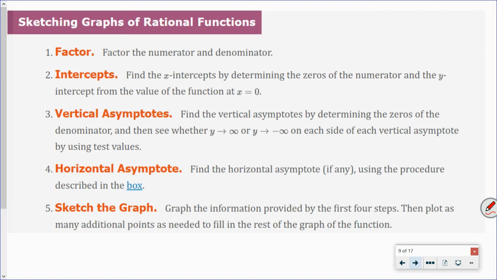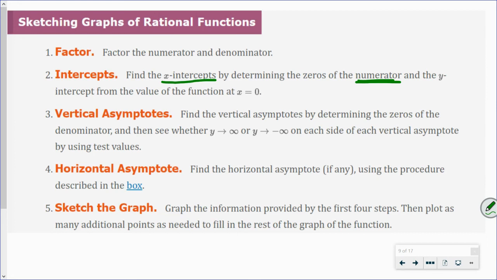So the first thing you're going to do is factor. You're going to factor the numerator, factor the denominator. Then you're going to find your intercepts. Finding the x-intercepts by determining the zeros of the numerator. X-intercepts come from the top, the numerator. And the y-intercepts come from the value of plugging x in.